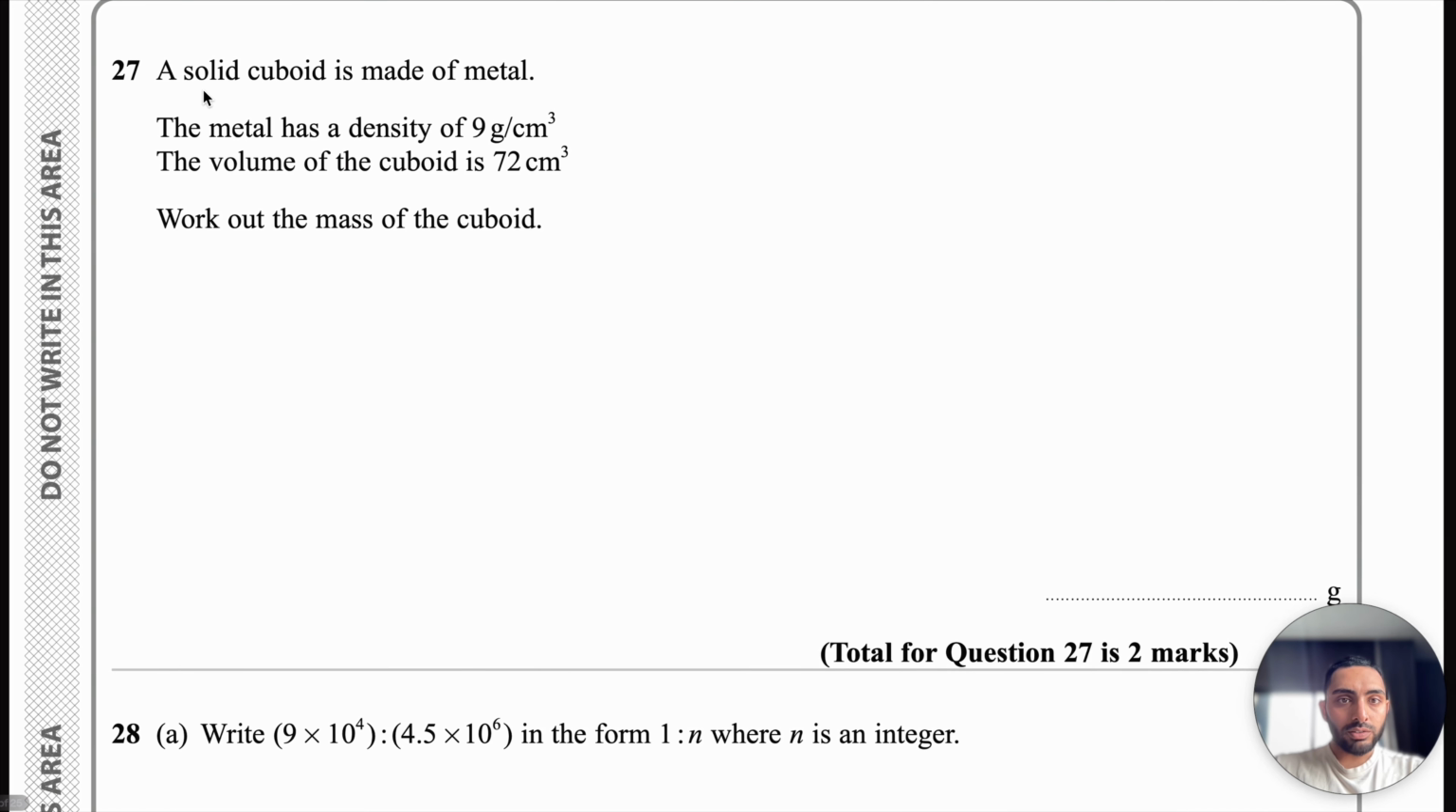Question 27. A solid cuboid is made of metal. The metal has a density of 9 grams per centimeter cubed, and the volume of the cuboid is 72 centimeters cubed. Work out the mass of the cuboid.